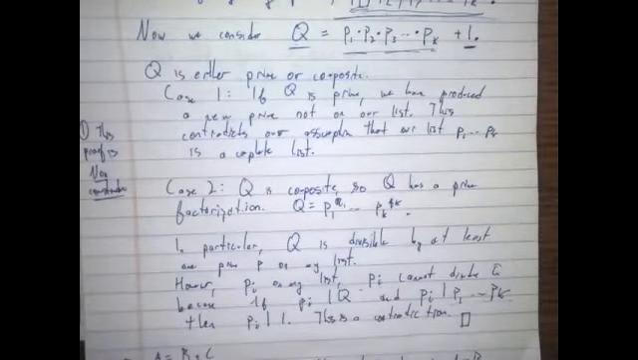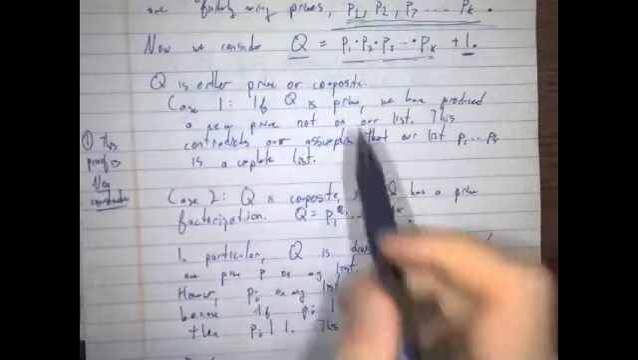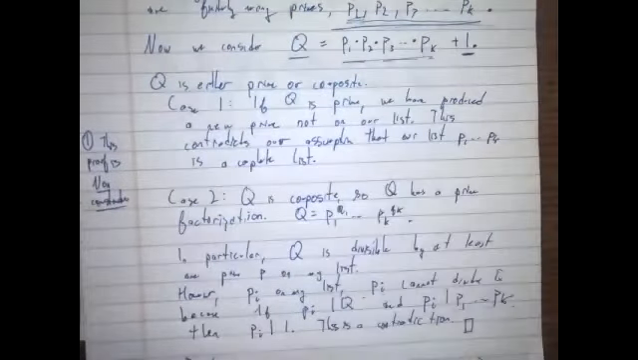Okay, I think that might be the part I'm confused about. So why is Q not divisible by any prime on this list? Yes. Okay.